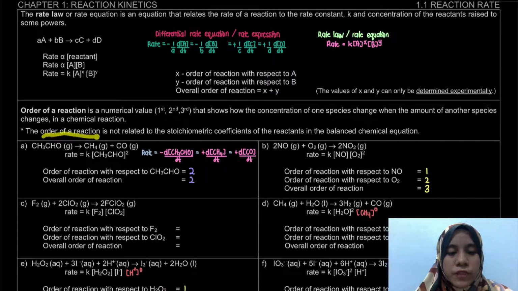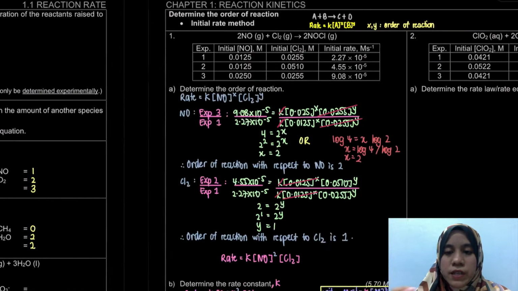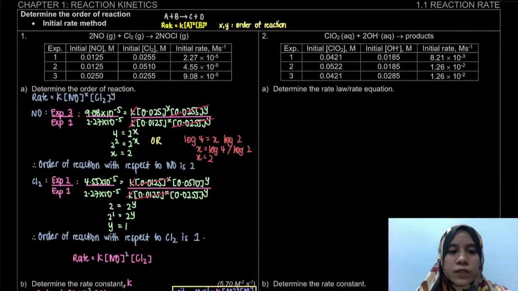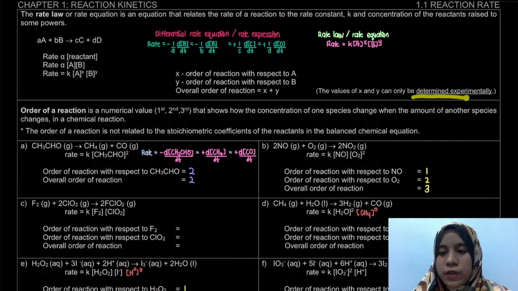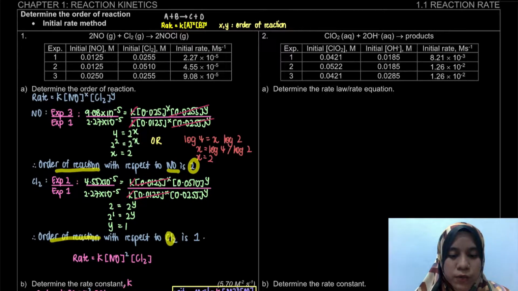Remember, the order of reaction is not related to the stoichiometric coefficient and can only be determined experimentally. Okay, so we have learned previously how to determine the order of reaction. Firstly, is the initial rate method. So this value is given to us once the experiment has gone through. So that's why it mentioned here, can only be determined through experiment. For the examples that we have done before, for example 1 here, the order of reaction with respect to NO is 2, and the order of reaction with respect to Cl2 is 1.